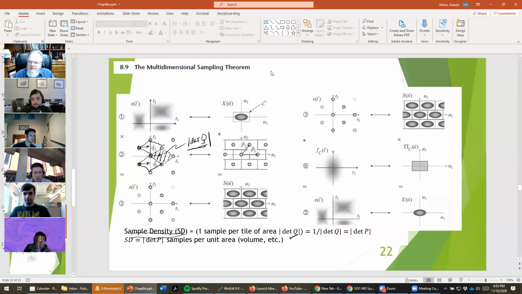You'll also notice that since P is equal to Q inverse transpose, I think it's pretty easy to show that the determinant of P is equal to 1 over the determinant of Q. Hopefully you've seen something like that before. So the sampling density is equal to 1 over the determinant of Q, which is equal to the determinant of P, correct? What is the determinant of P? The determinant of P is the area of a tile over here, right?